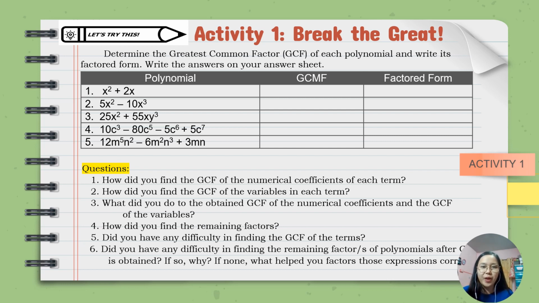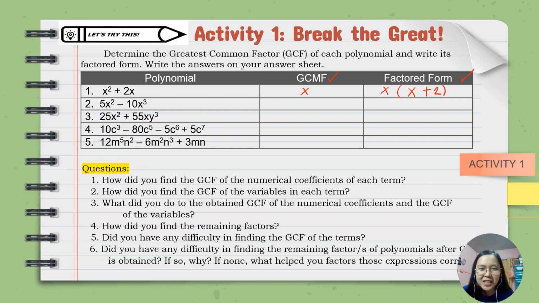Okay, activity 1, break the grade. Polynomial, you need to find the GCF, then the factored form. Okay, let's say ito. Ano ba ang GCF nito? Sige, bigyan kita ng clue. I think the GCF here is only x. Factored form, x, then divide natin x, divide x squared is x plus.